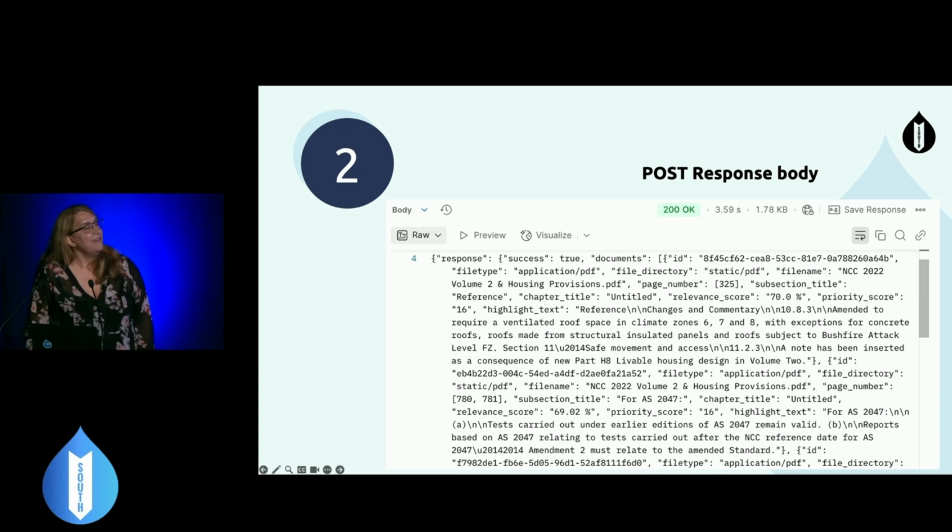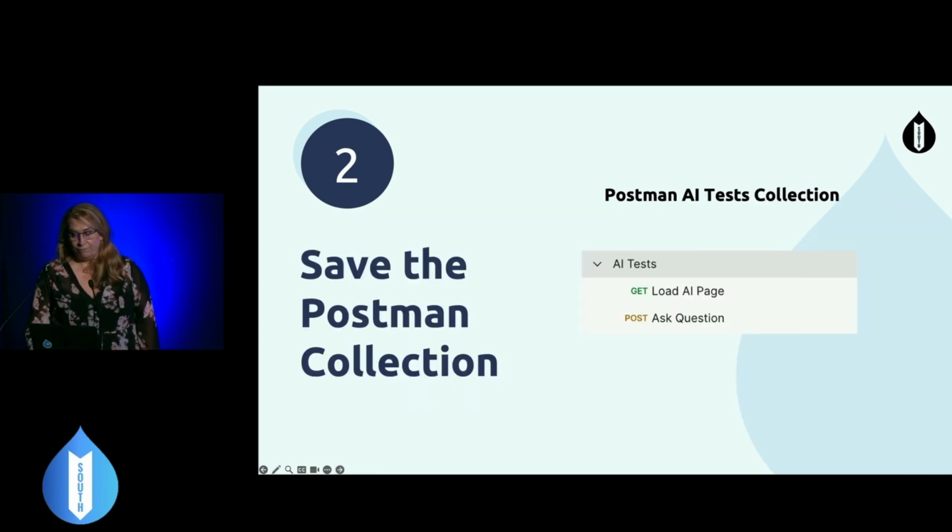And first, we need to save the requests as a Postman collection. So we'll save them as a collection called AI tests with our requests, load AI page and ask question.